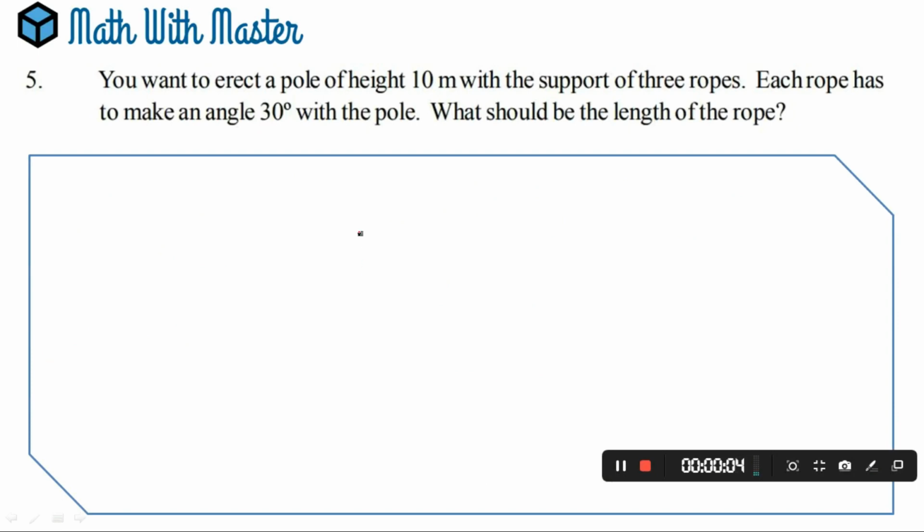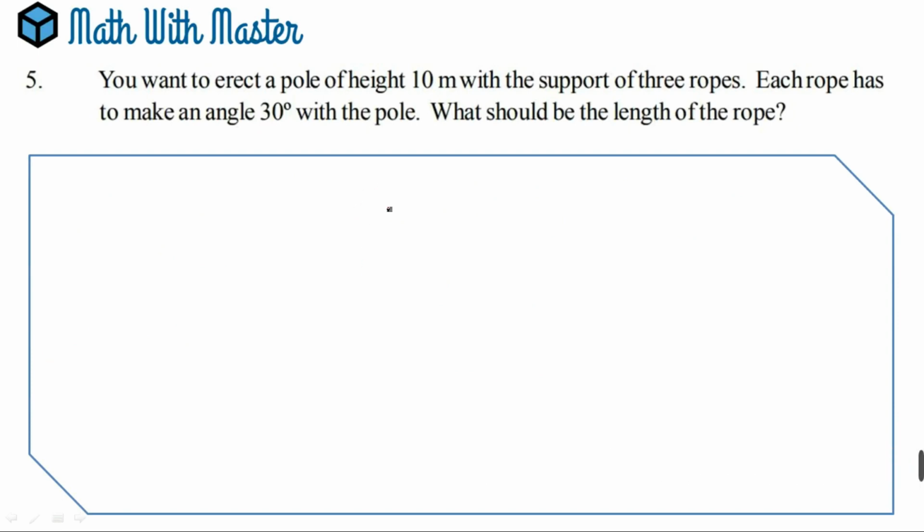Now here we will do the fifth question. Fifth question is, you want to erect a pole of height 10 meters with the support of 3 ropes. Each rope has to make an angle of 30 degrees with the pole. What should be the length of the rope? So first we will draw a pole. So this is a pole. Let's name it A, B, and each rope has to make 30 degrees with the pole.